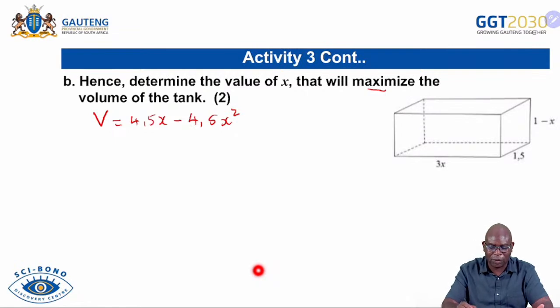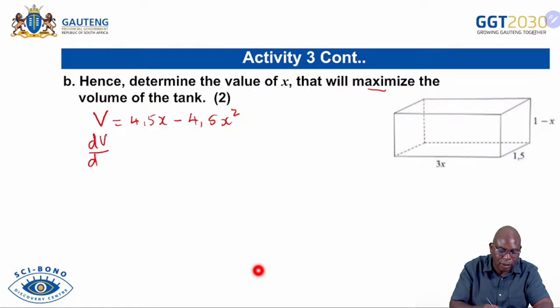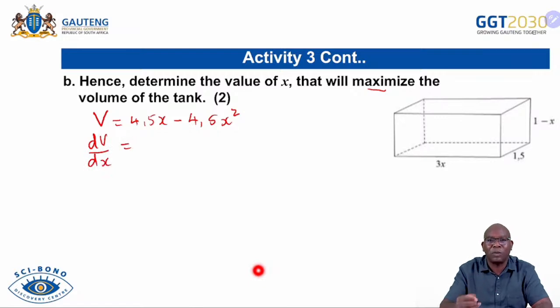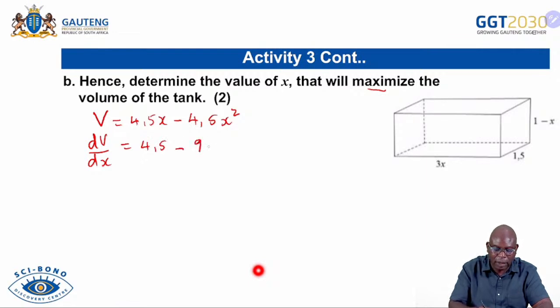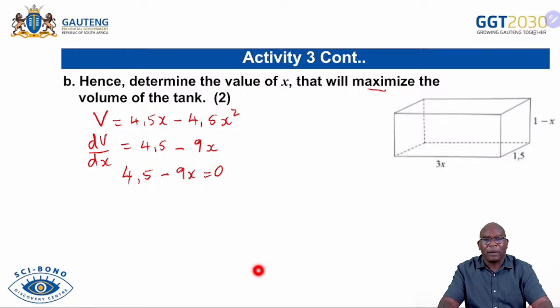So now they want us to maximize the volume of the tank. So in other words, I'm going to have dV over dx, and I'm going to equate that to 0. So I'm going to have 4,5 minus 2 times 4,5, which gives me 9, and that's an x. So from there, I equate that to 0: 4,5 minus 9x equals 0. Remember, when we differentiate, we're actually getting the maximum of that. We must differentiate and we must equate it to 0.